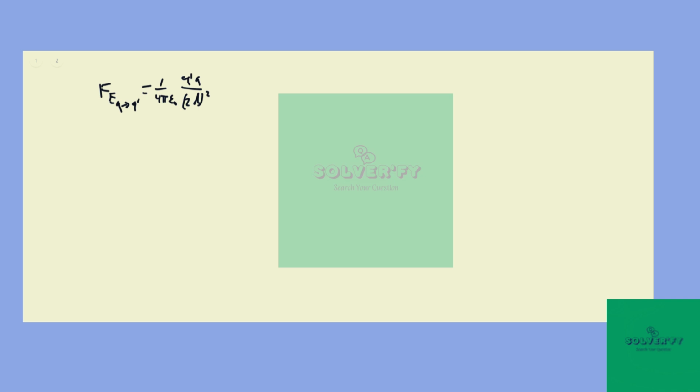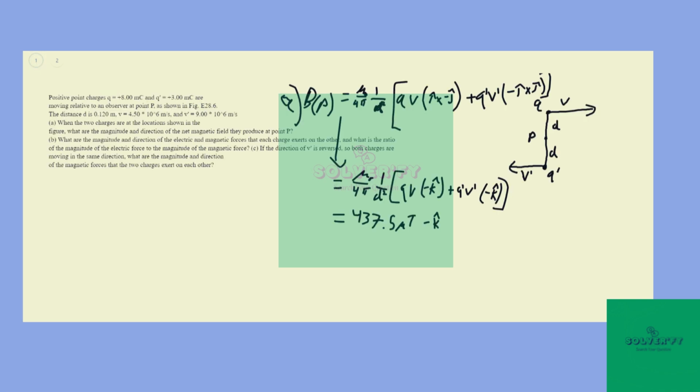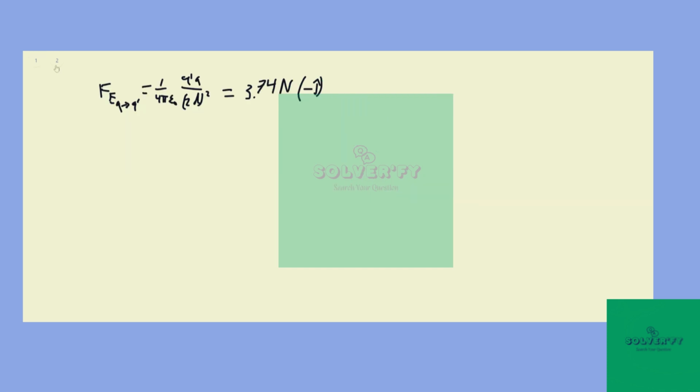Okay, so then that's all calculated out. That's all numbers we have. So 3.74 newtons. And then we have to figure out what the direction is, and that's going to be negative j hat. If we go back to the first page, Q acting on Q prime, those are both positive charges. It's going to repel. Q prime is going to be pushed down, which is negative j hat.